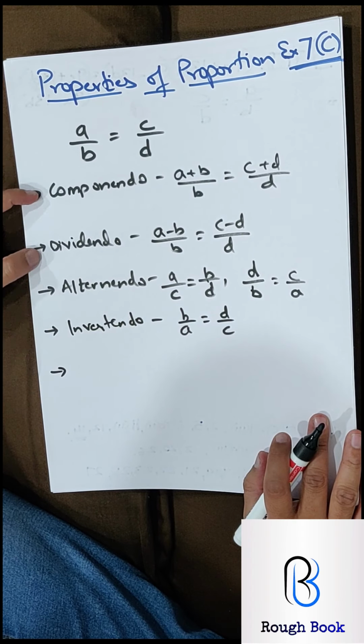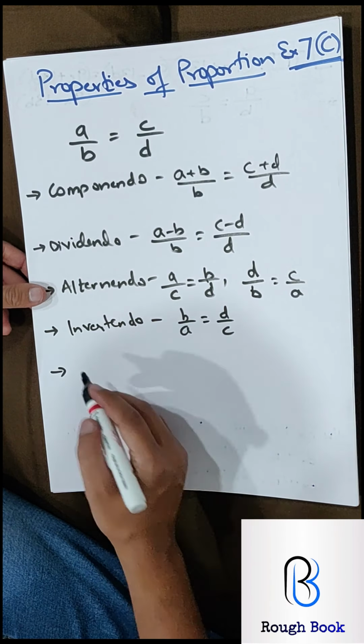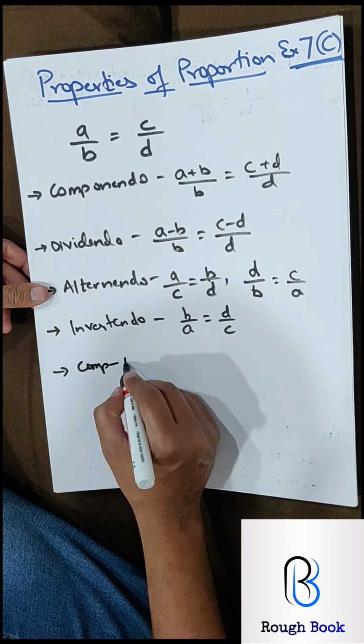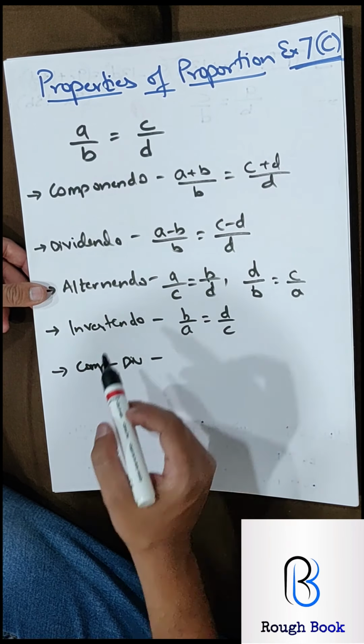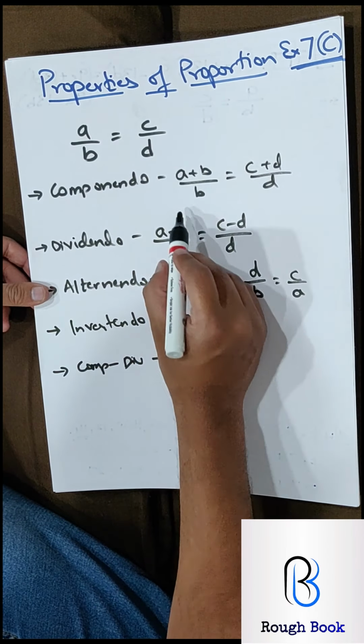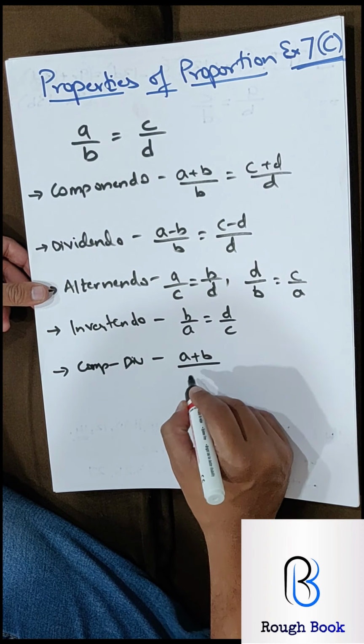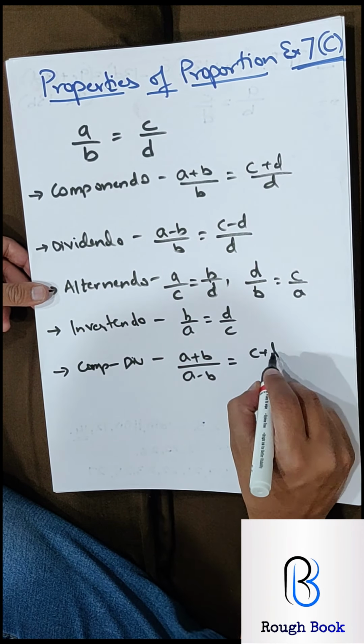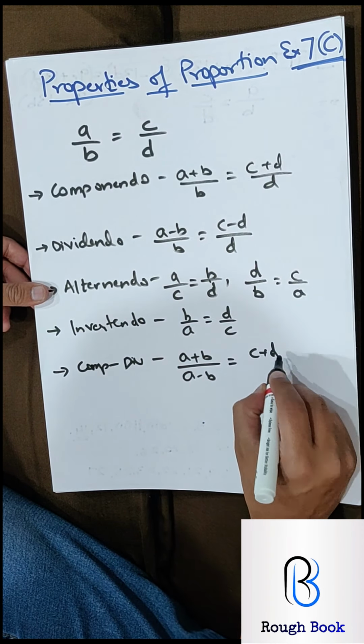Now there can be a combination of these two. That is called componendo, dividendo together. So when we apply componendo first, the numerator is added, and dividendo, the denominator is subtracted. So it becomes A plus B, A minus B, C plus D, C minus D. But you need to be careful that the first term is the numerator, the second term is the denominator in both the cases. The last one can be reverse of this, dividendo, componendo. So when we apply this, in the numerator you subtract, and in the denominator you add.